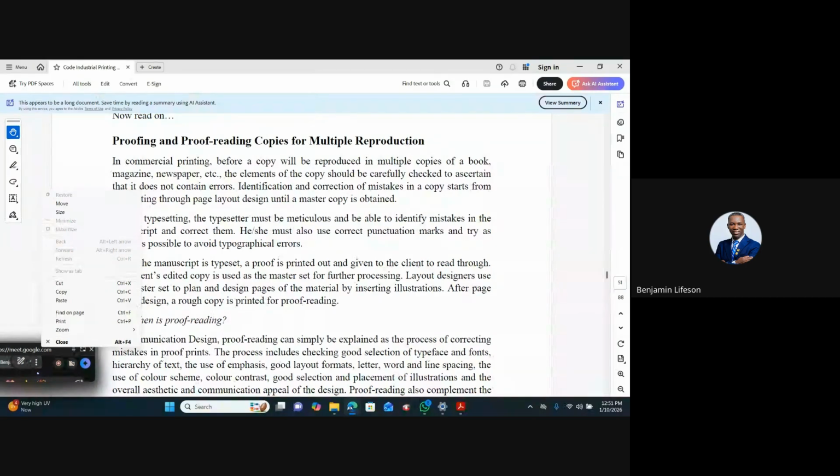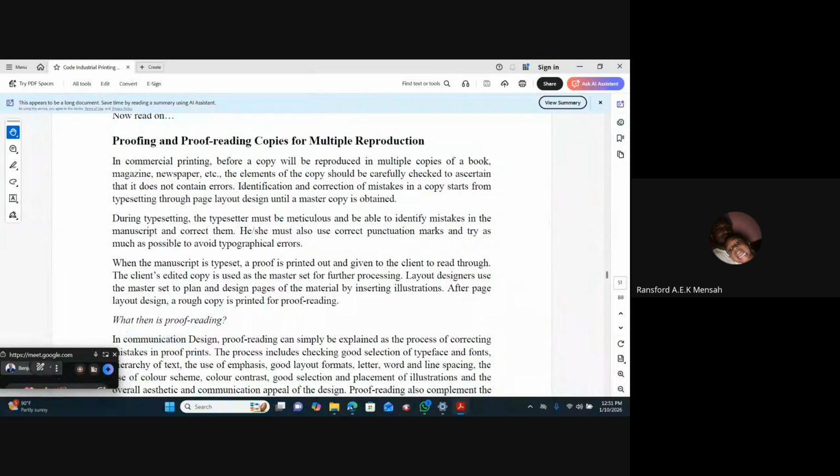When the manuscript is typeset, a proof is printed out and given to the client to read through. The client's edited copy is used as master set for further processing. Layout designers use the master set to plan and design pages of the material by inserting illustrations. After page layout design, a rough copy is printed for proofreading. What then is proofreading in communication design?